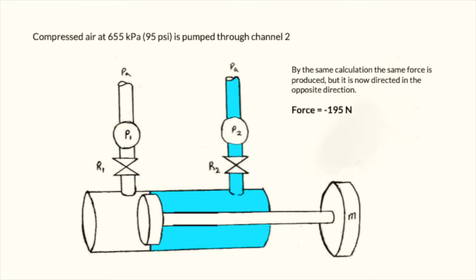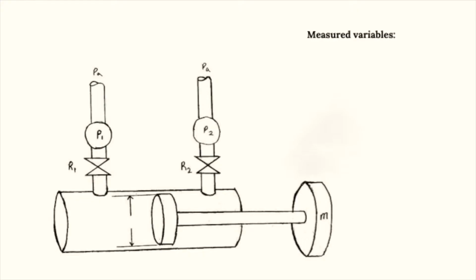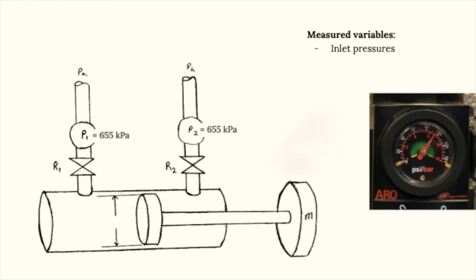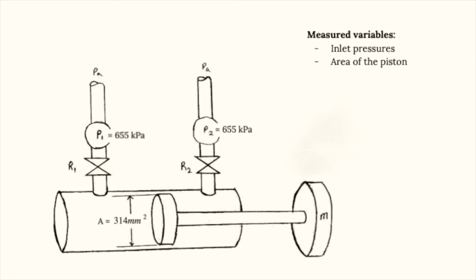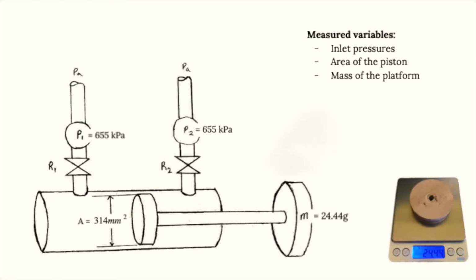Compressed air at the same pressure is pumped through channel 2, driving the piston backwards in the negative x direction. Developing a dynamic model. In order to develop a dynamic model for this system, we need to measure a few variables. The first one, according to the pressure gauge, the pressure going into each nozzle was precisely 95 psi. Next, the area of the piston had to be calculated by estimating the diameter of the piston. The third measured variable was the mass of the platform.